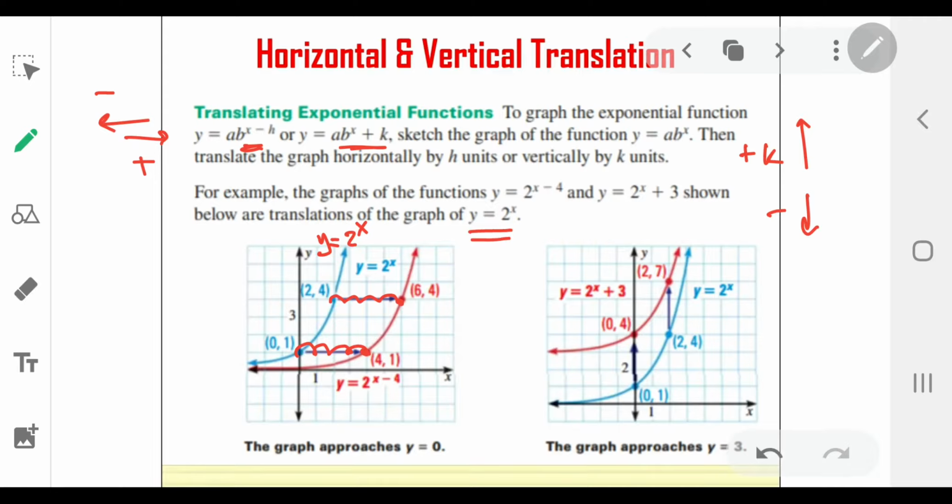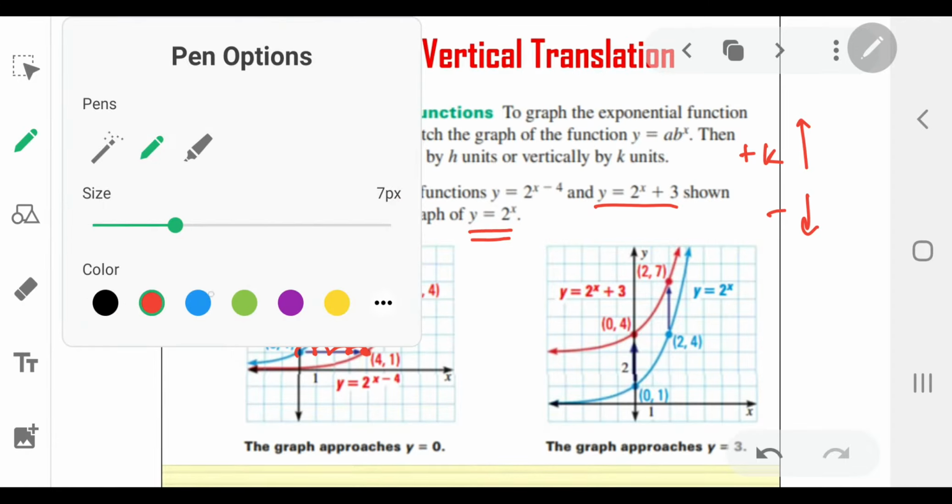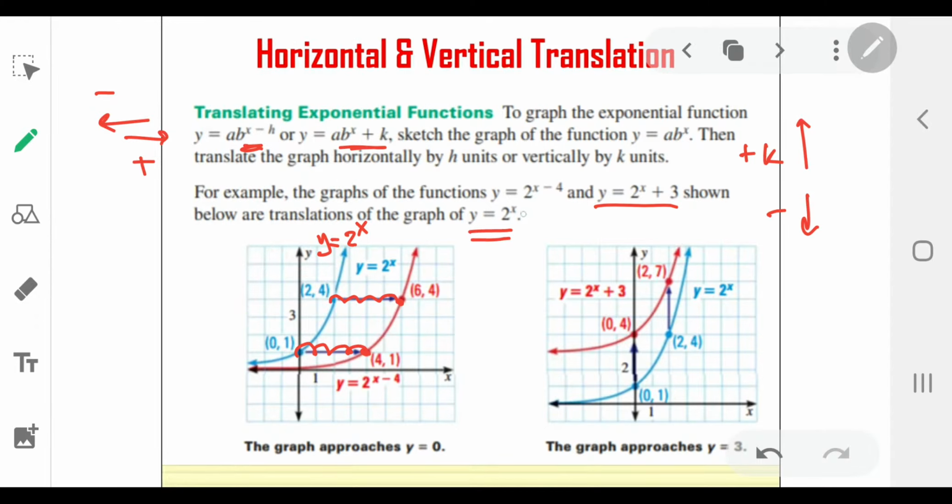subtraction to the right, addition to the left. If it's required from you to graph y is equal 2 to the power x plus 3, again, you also start with y equals 2 to the power x. You start with the original basic one, which is here represented by the blue graph. Again, the y-intercept 0, 1, another point 2 corresponds with 4.